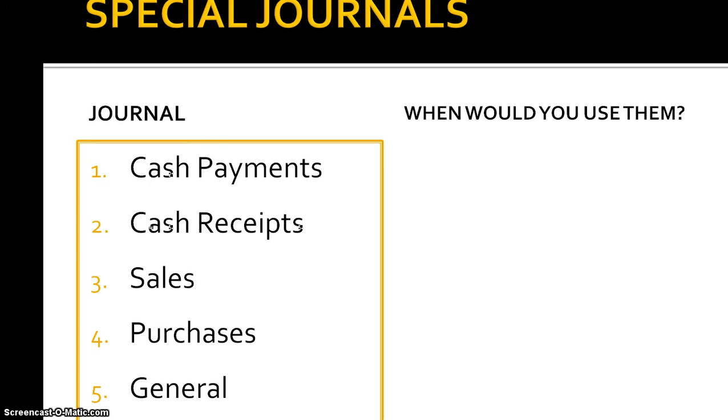Hey, this is Mr. Bergman, and this is Chapter 9.4. We're going to journalize transactions in a general journal. Just a brief reminder of the different types of journals that we have.